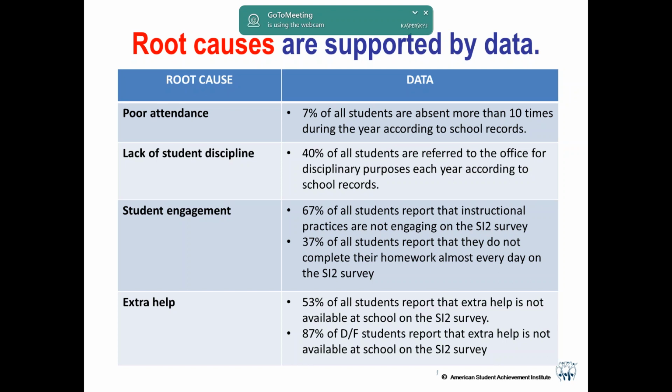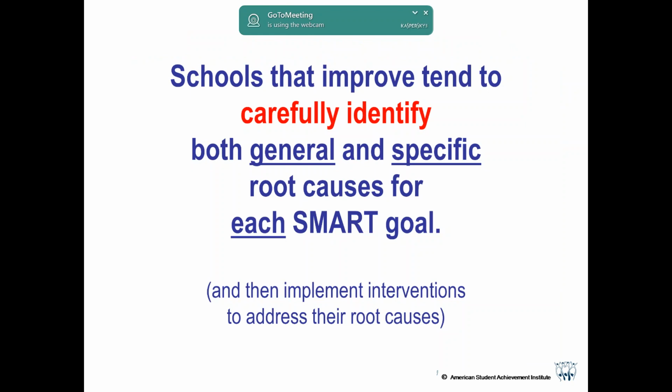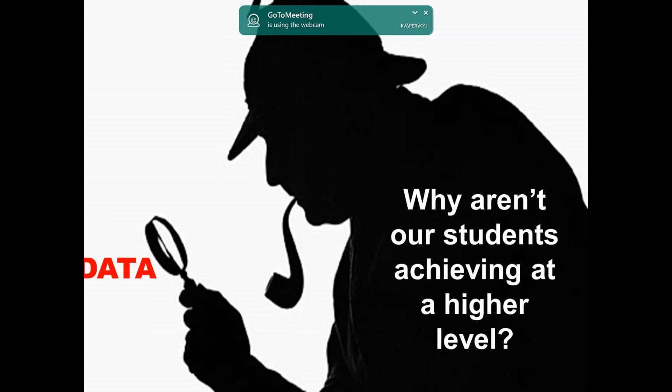So root causes, I like to always start them out with the prompt, I am concerned that, or we are concerned that. It's the things that you're concerned about that you believe are blocking achievement. So again, schools that improve tend to very carefully identify both general and specific root causes for every SMART goal, and then later we'll design interventions to address those things. Okay, so the question, as you're pouring through all the data today, is why aren't our students achieving at a higher level? So we're looking at the data to help us determine that.